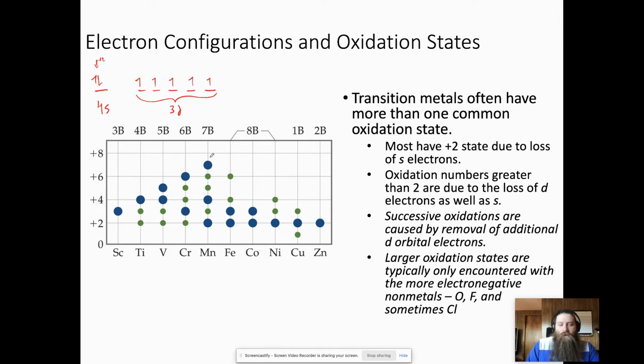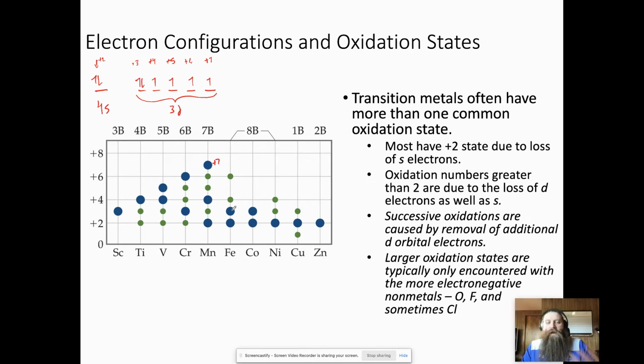So for manganese, which can be +7, they would have to lose all of these. So here would be +3, +4, +5, +6. And if you lose that one, you get +7. Now, once you get to manganese, you get halfway through, you would start to get the second pair.